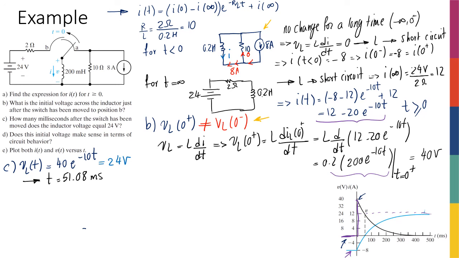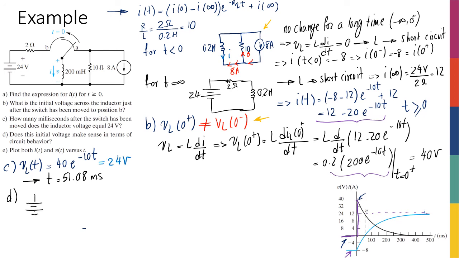Okay. So now part D is asking, does this initial voltage, meaning the 40 volts that we found in part B, make sense in terms of circuit behavior? This is a very interesting question. It's saying that you found the 40 volts mathematically, but could you tell that your voltage is going to be 40 volts in any other way, from a circuit analysis point of view? So let's look at the circuit right after the switching has happened.